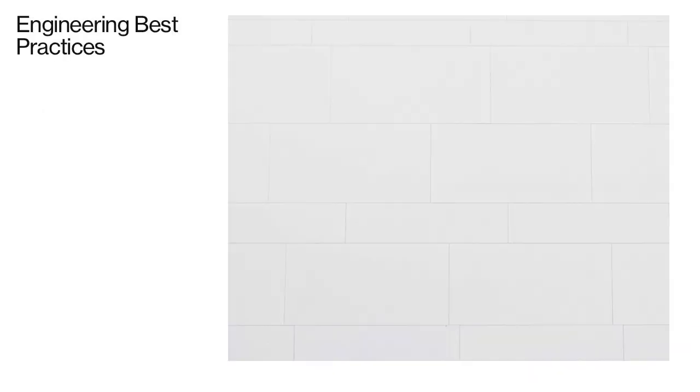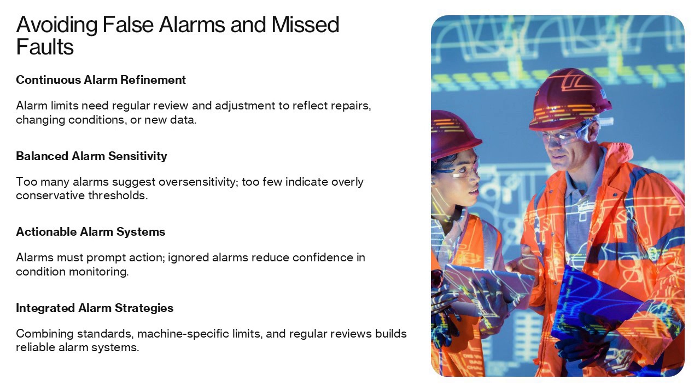Avoiding false alarms and missed faults. Effective alarm management requires continuous refinement and engineering judgment. Alarm limits should be reviewed and adjusted as machines are repaired, operating conditions change, or additional data becomes available. Exception reports should consistently highlight a manageable number of machines. If too many assets appear in alarm, the limits are likely too sensitive. Conversely, a lack of alarms over long periods may indicate overly conservative thresholds. Engineers must also ensure that alarms drive action. An alarm that is repeatedly ignored loses its value and undermines confidence in the monitoring system.